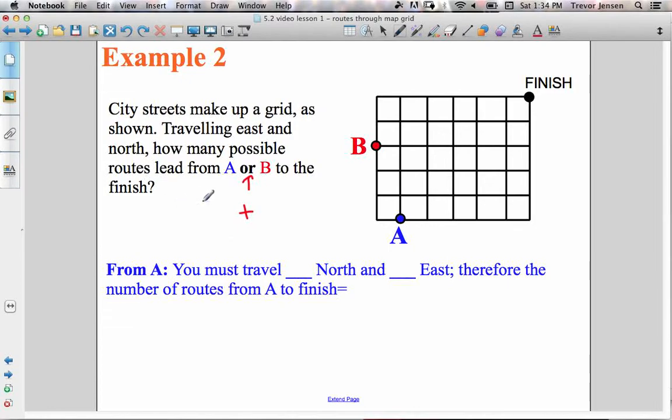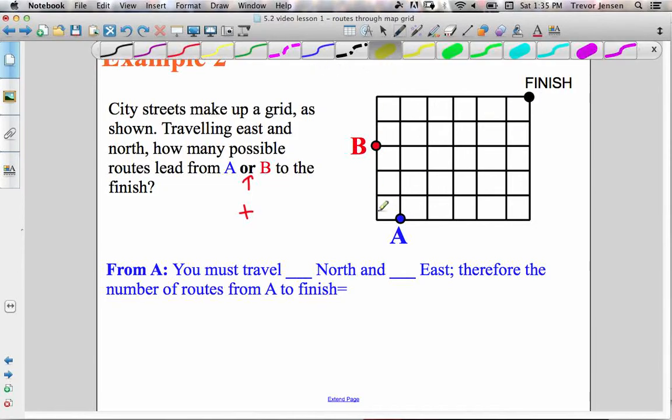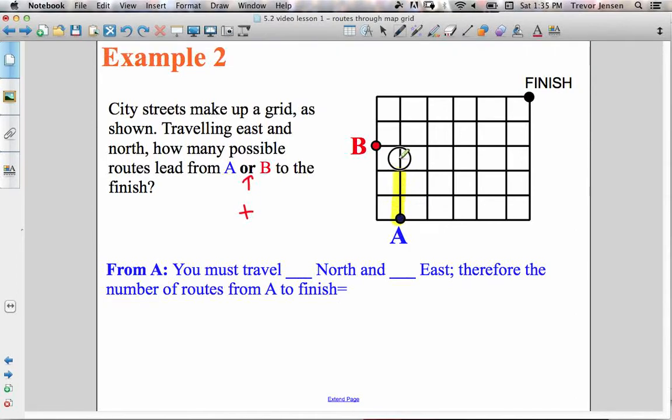So we need to figure out the number of routes that lead from A. We also need to figure out the number of routes that lead from B to the finish and then add them together. So let's do from A first. How many routes lead from A to the finish? Well, if we think about it, from A to the finish, we're going to have to go north 1, 2, 3, 4, 5, and east 1, 2, 3, 4, 5. So we're going to have to make 10 moves.